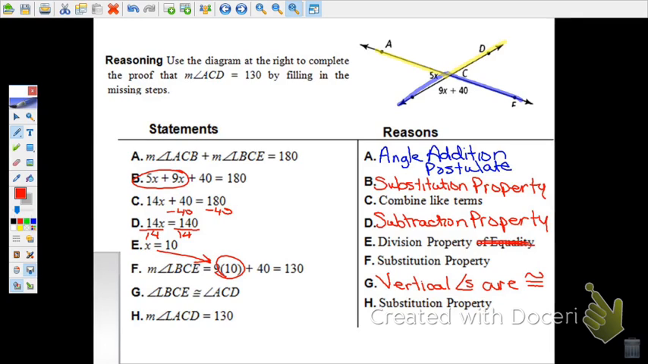And then H says that angle ACD is equal to 130. And they said the substitution property. So what we did, in statement F, we said angle BCE is equal to 130. So we're taking the 130, we're substituting it in place of angle BCE to get to angle ACD equal to 130.